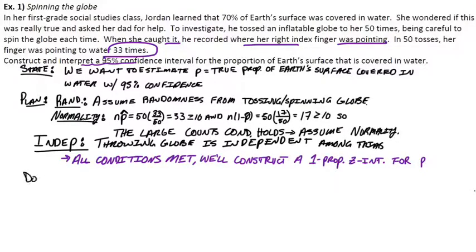So how much work do we need to show then in the do step? Well, p hat in this case, we had 33 water trials out of a total of 50, so that's 0.66. So let's give p hat the z star for 95%. Okay, we found that before. If we look up at the z chart, it's 1.96.